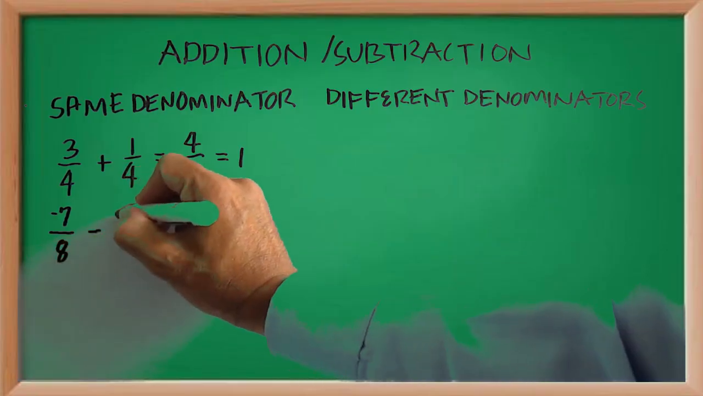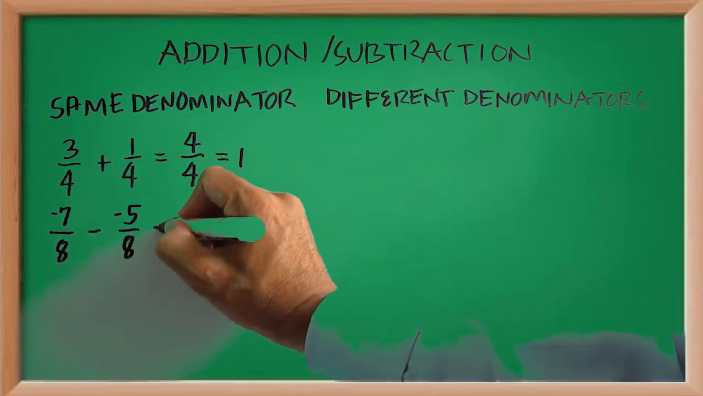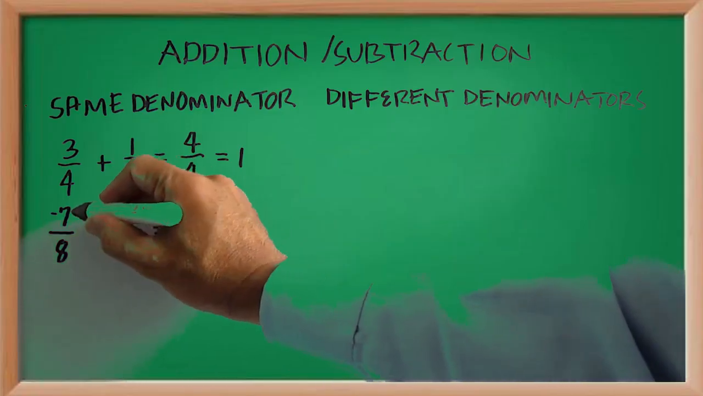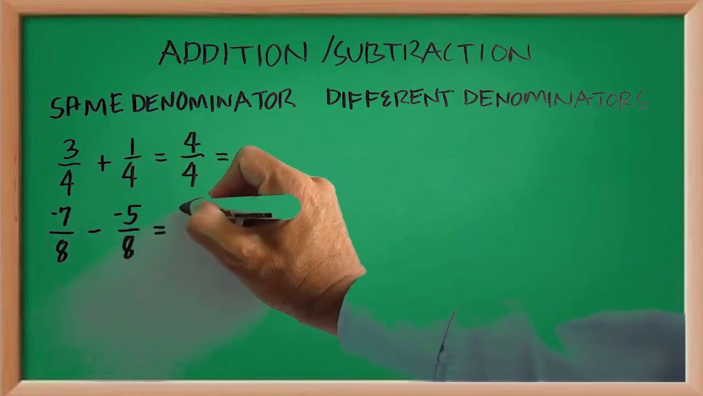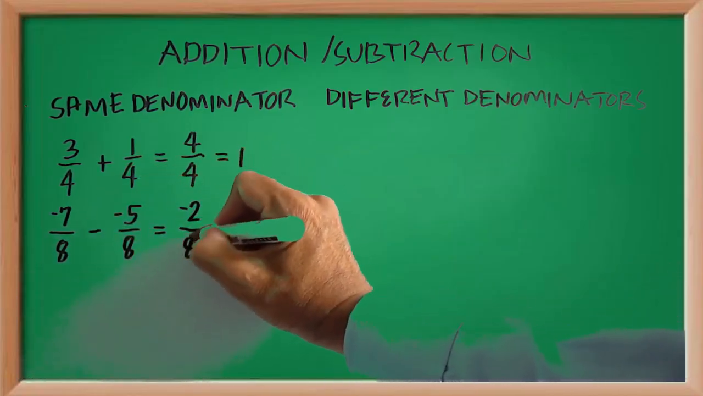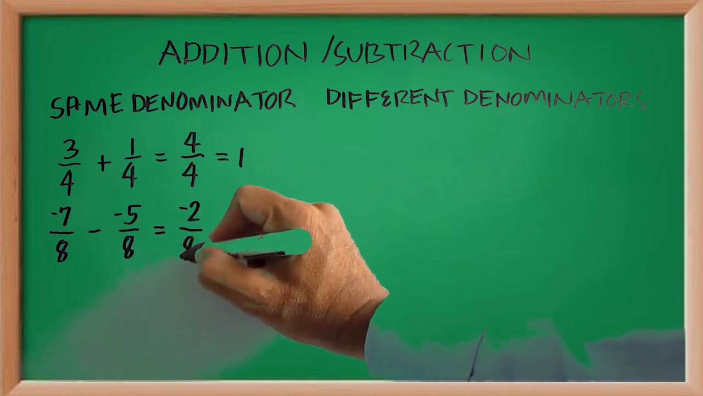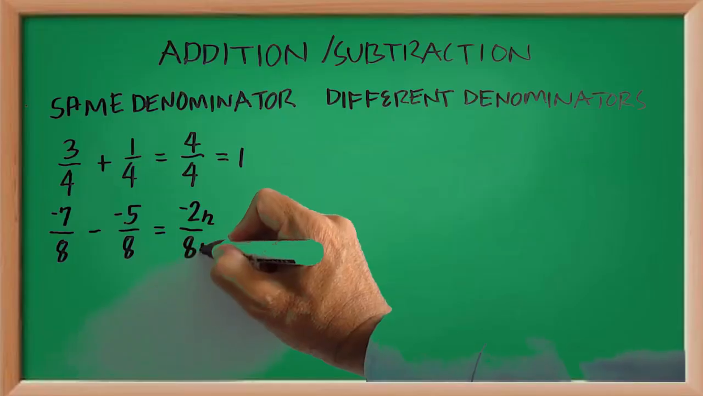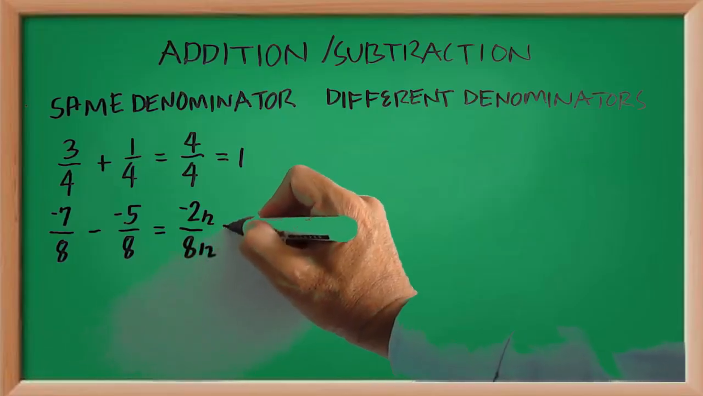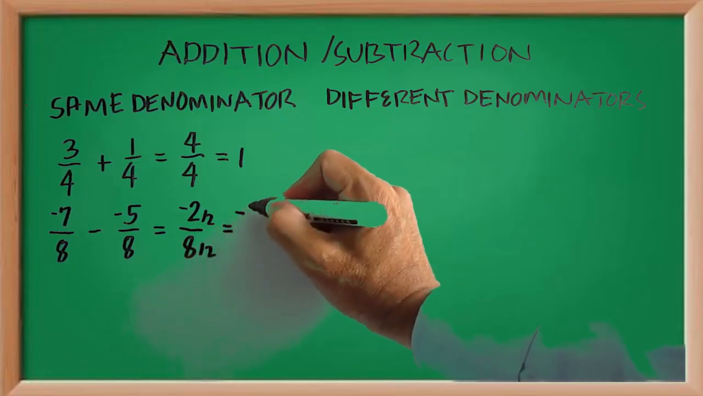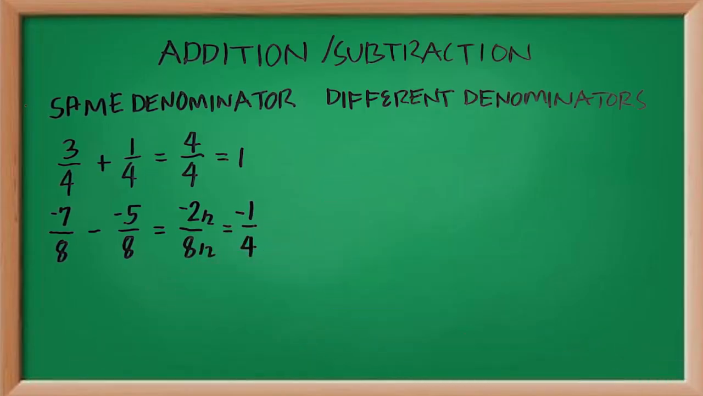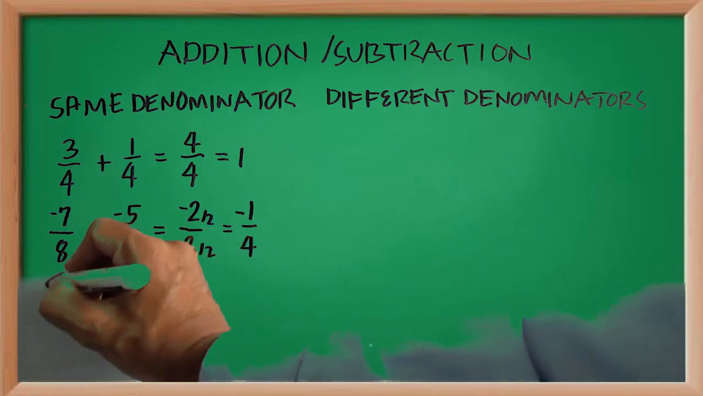-7/8 minus -5/8. They have the same denominator, which is 8. -7 minus -5 is -2/8. Simplify. 2 is common. Divide both numbers by 2. So -2 divided by 2 is -1. 8 divided by 2 is 4. The answer is -1/4.